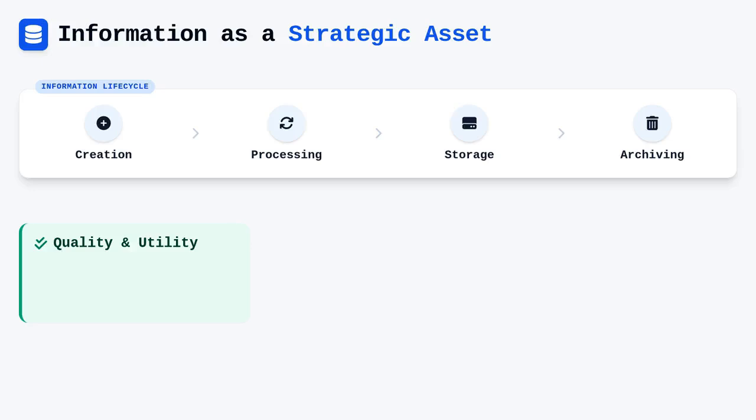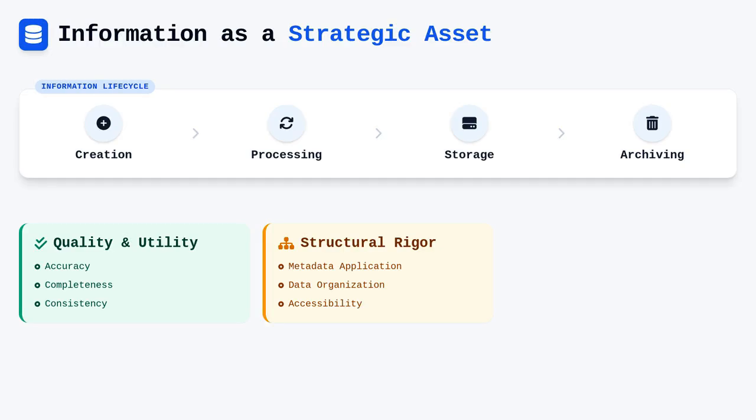Managing information as an asset requires us to evaluate it against specific attributes such as accuracy, completeness, and consistency, which are foundational to making sound management decisions. If the quality of the information is poor, the governance objectives served by that information will inevitably erode. We also look at the structural properties of information, which determines how data is organized and how metadata is applied to ensure that information is accessible and usable at the right time.